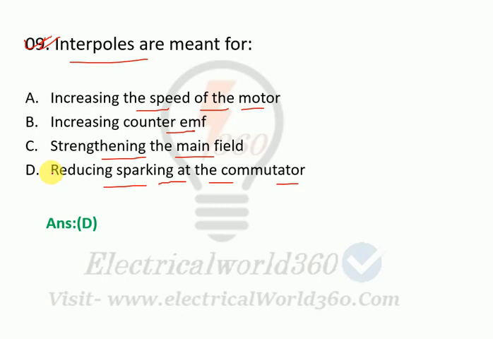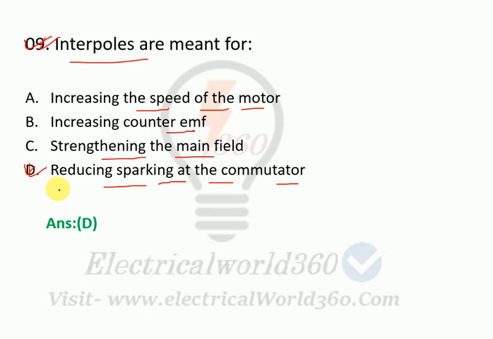So in this case, we should remember that interpoles are used to reduce the effect of armature reaction, and also interpoles are used to nullify the effect of induced EMF generated in the coil undergoing commutation. Due to this EMF, the sparking occurs, and the interpoles help in reducing the sparking occurring at the commutator. So that is why here the option number D is the right answer.